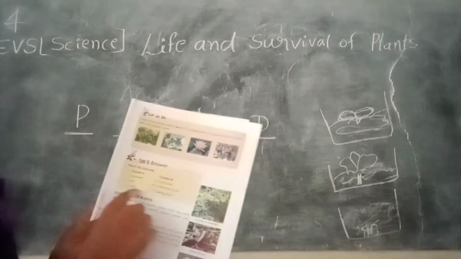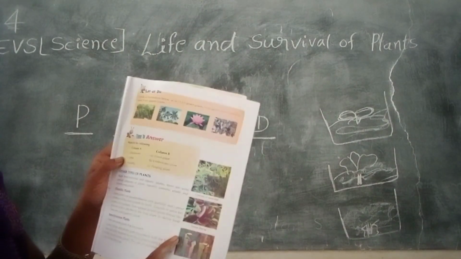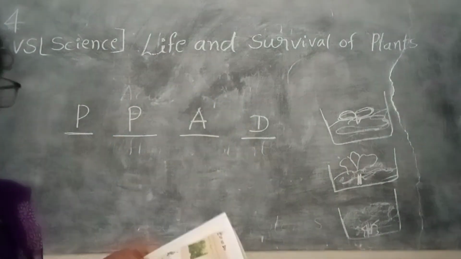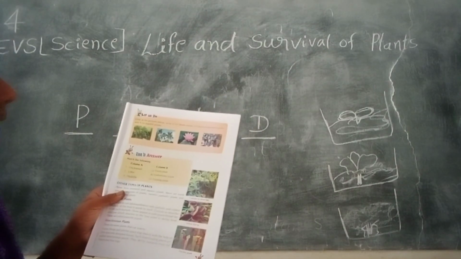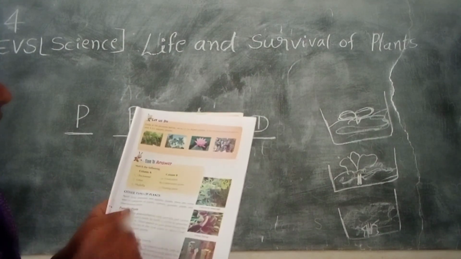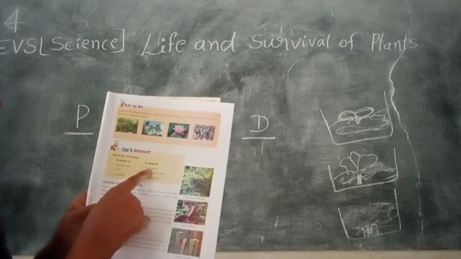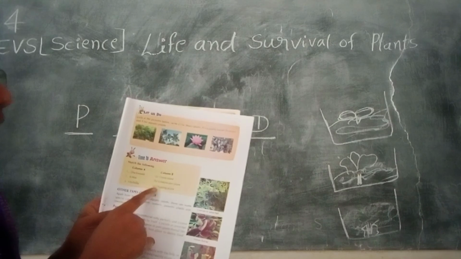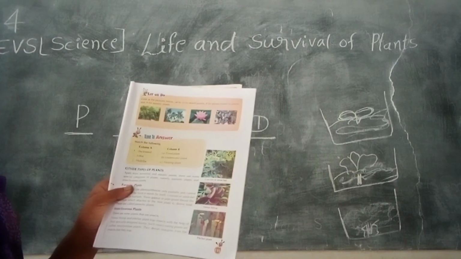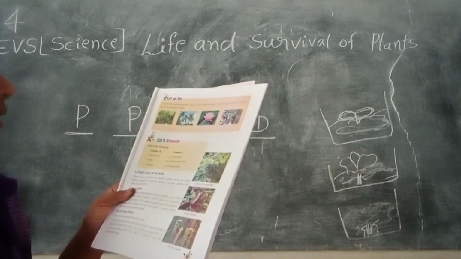Here, match the following. First column: duckweed, lotus, then hydrilla. Column B contains fixed plant, underwater plant, floating plant. Okay. Duckweed, which type of plant is it? Is it a fixed plant, underwater plant or floating plant? It is a floating plant. So duckweed goes to C.